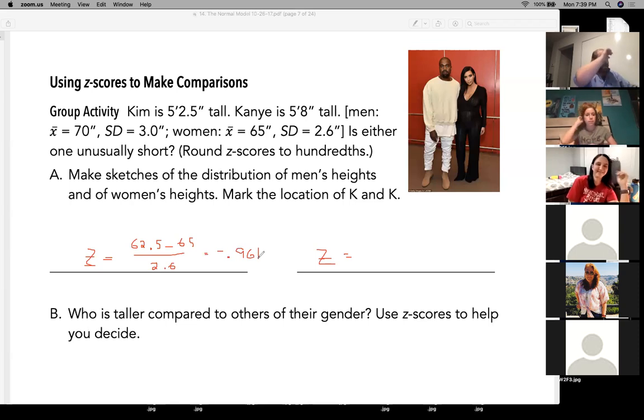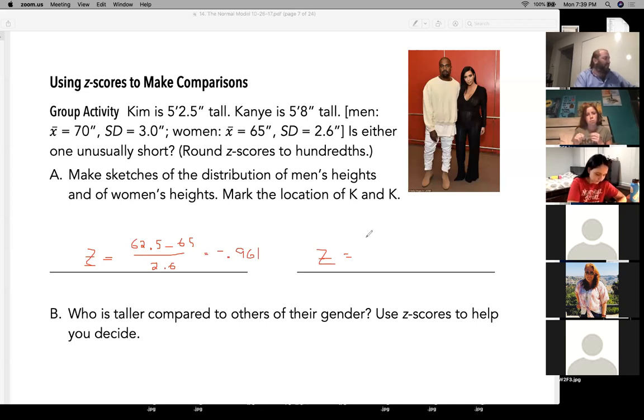Well, that changes things a little bit in terms of how average she is, but it does not change the fact that she is not unusually short. Agreed? Okay.